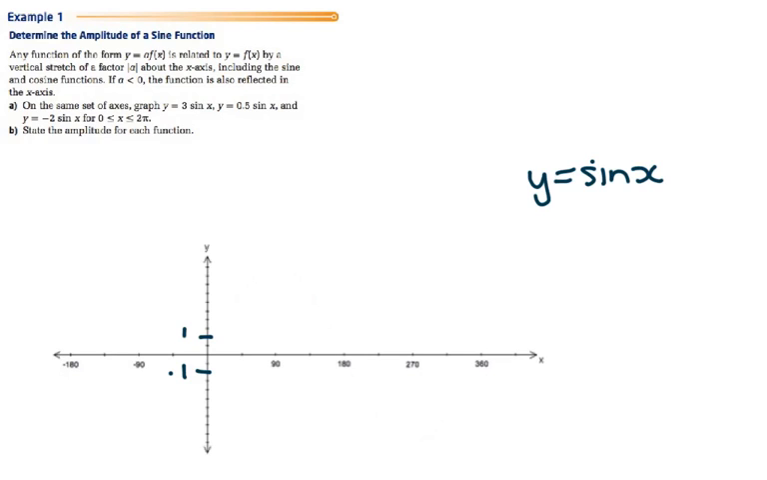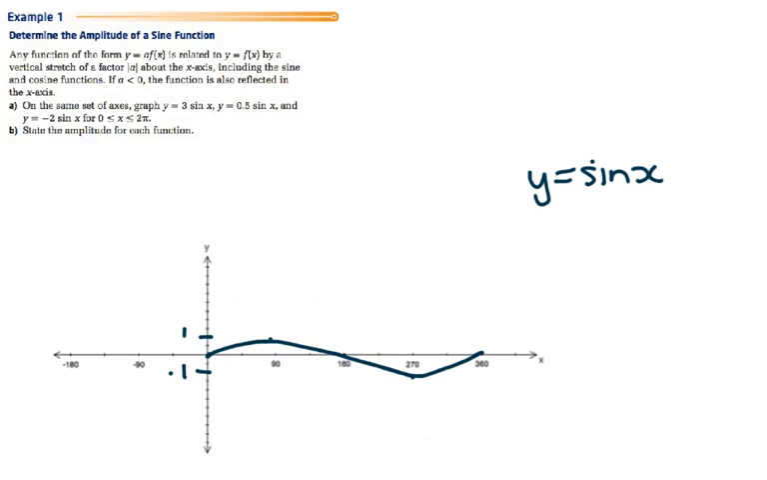Remembering the 5 important points: 0, 0; 90, 1; 180, 0; 270, negative 1; and 360, 0. Connecting those with a smooth curve. That would be the base function of y equals sine x.